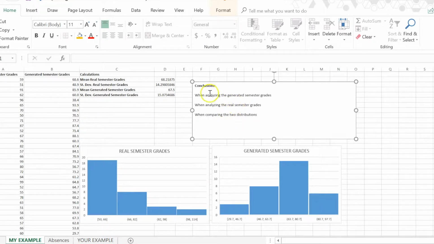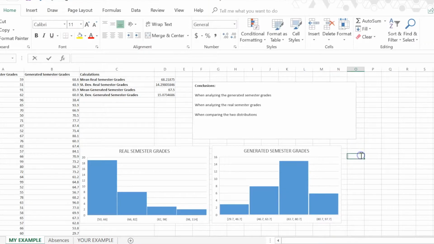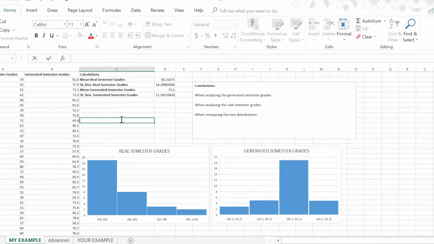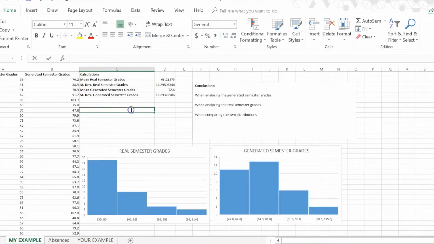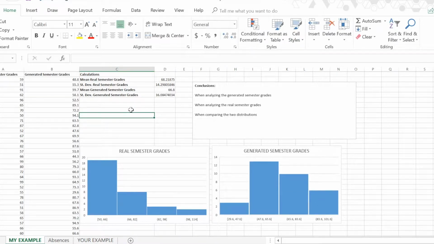So for the first one, when analyzing the generated semester grades. First off, when we work with the generated semester grades, we're using a command that forces our distribution to be approximately normal. So this is actually a pretty good graph here, but let's say I want to change it a bit. So I'm just going to regenerate this data. Click in any blank cell and then hit enter, and you'll notice that graph is going to change. You want to play around with it a few times just to get it to look as normal as you can. So I'm going to do this a few more times here.